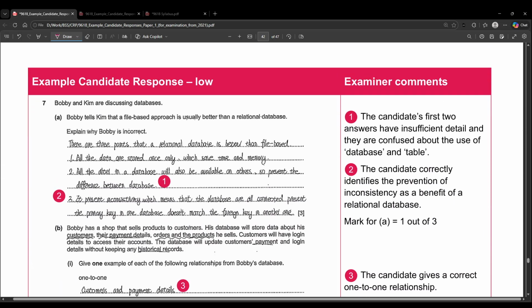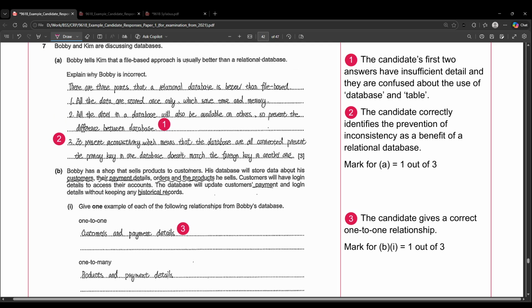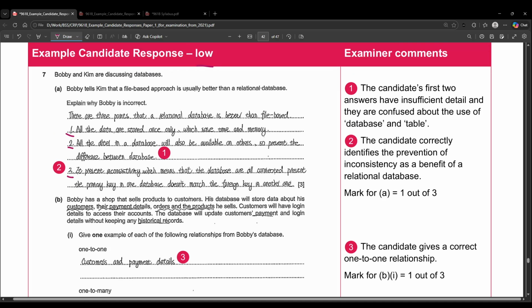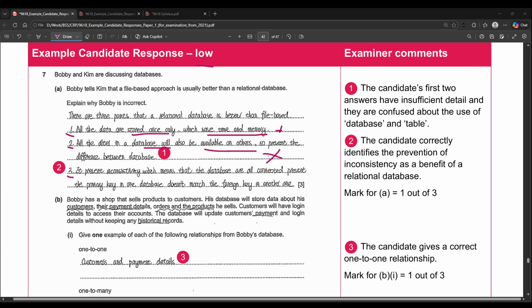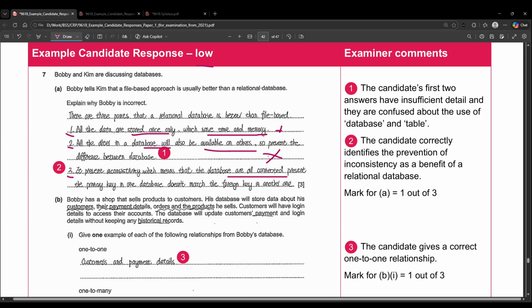And then finally someone with a low grade. So here they have written points and that is fine because it's still in paragraph form. So they've written data are stored once, which saves money and time. Okay, so this is not enough. All the data in the database will be available on the other, so prevent. Okay, this is again 0. And then they have mentioned the database is all connected, primary key and the foreign key. Okay, so primary and foreign key is there, so you get 1 mark.